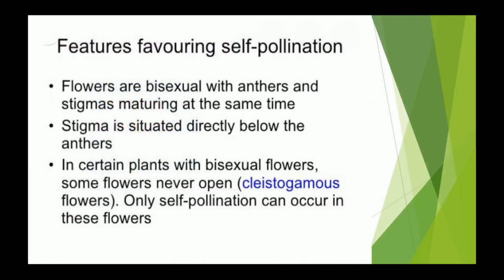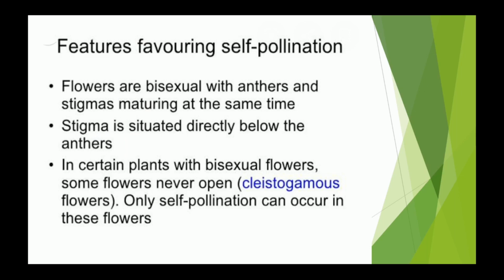Features favoring self pollination. There are some features which help in self pollination. First thing is that the flower should be bisexual. If the flower is bisexual, then self pollination happens. And one more thing, they are bisexual, but they should mature at the same rate. It means that the male and female parts should mature at the same time. Second thing is that the stigma is situated directly below the anthers. Stigma is the landing surface for the pollen grains. So when it is directly below the anthers, it is easy for anthers to discharge their pollen grains over the surface of the stigma. So this is the second point.